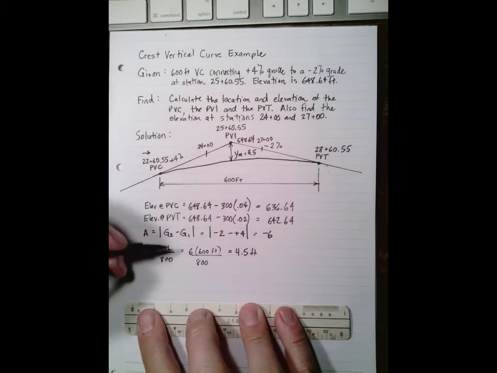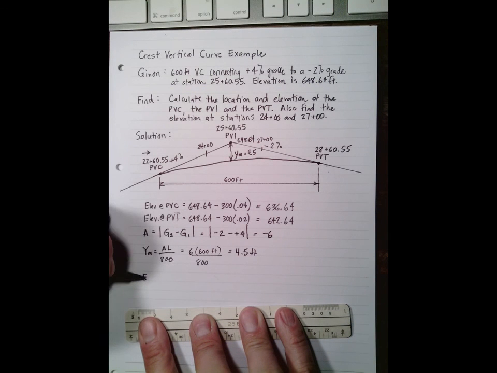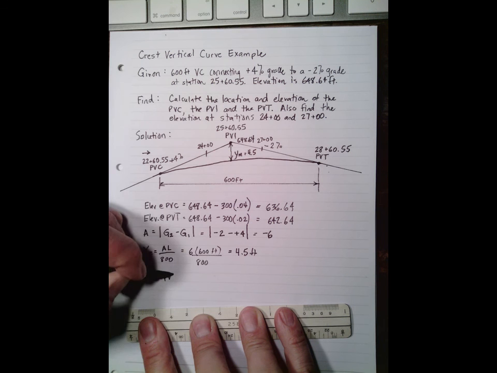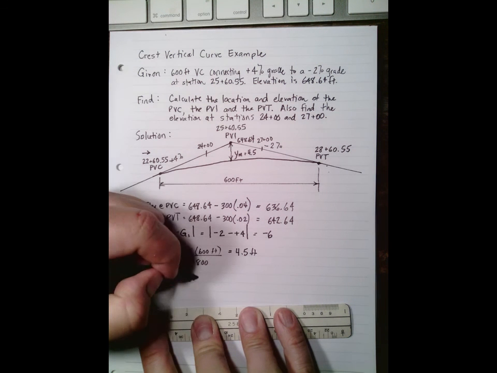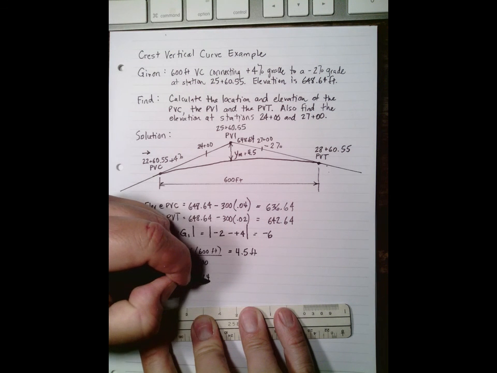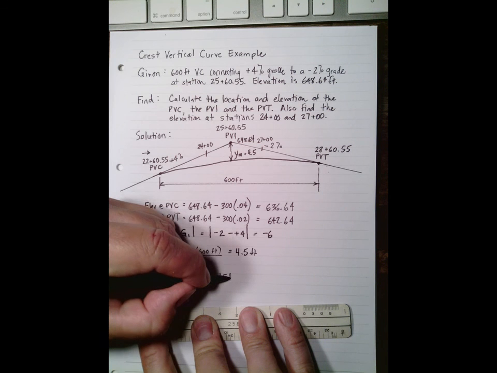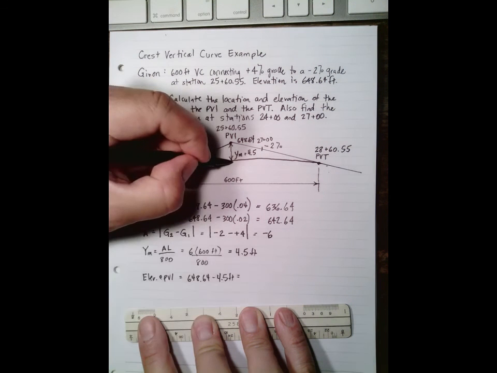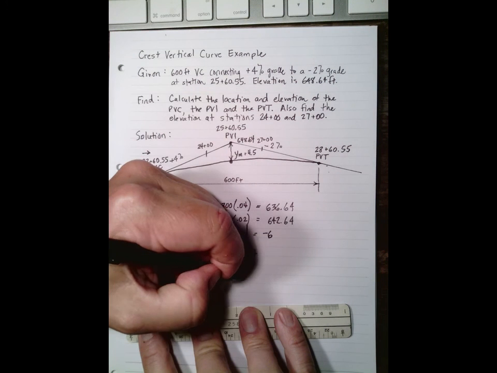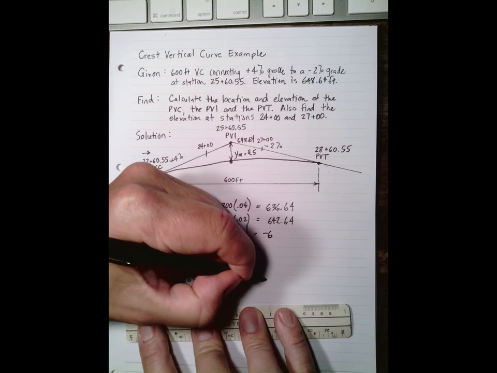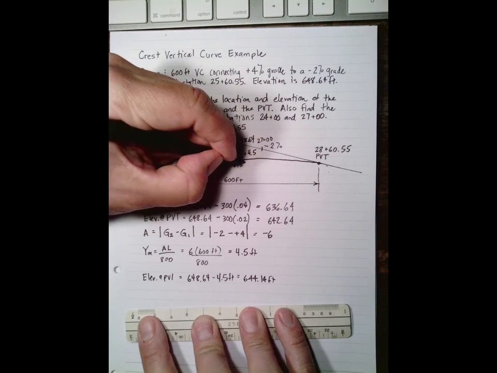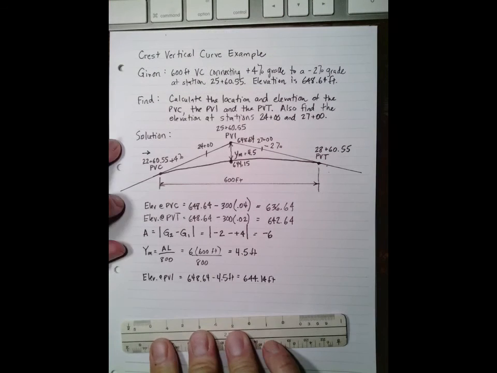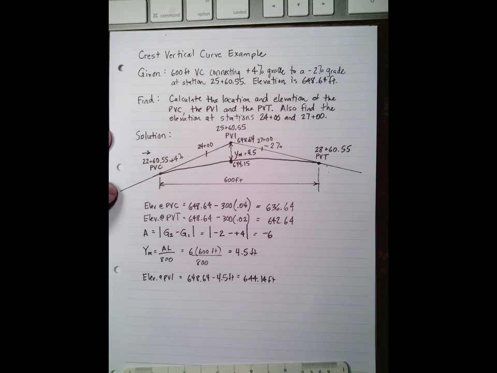So then what's the elevation on the curve at the PVI? That's just the elevation on the tangents, which is 648.64 minus 4.5 feet. So the elevation here on the curve is 644.14 feet. So most of the problem is completed now.